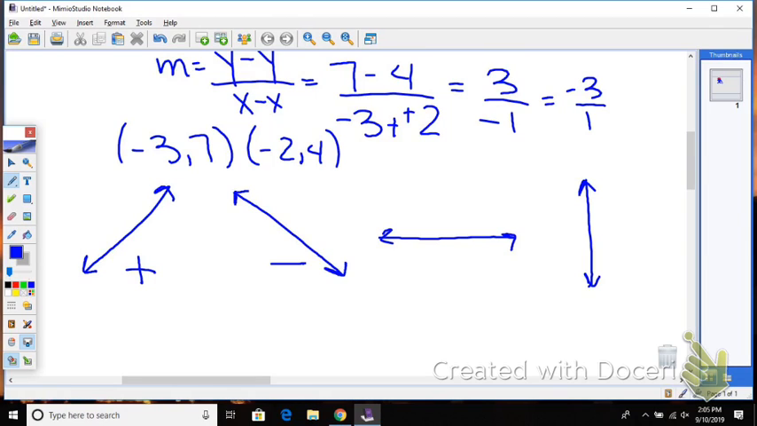If the slope is not changing, it's 0. And does anybody remember what this is? Undefined. And that's because you can rise 1 but run 0, and you can't have 0 on the bottom of a fraction.